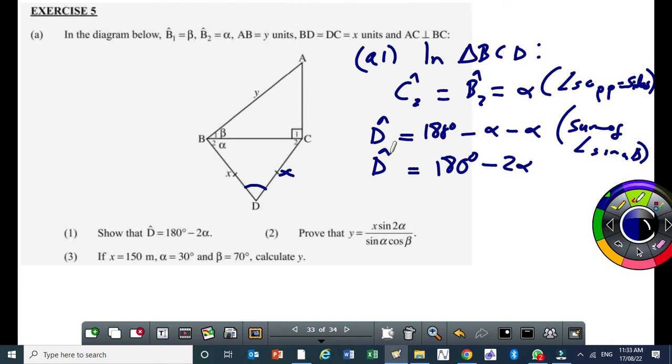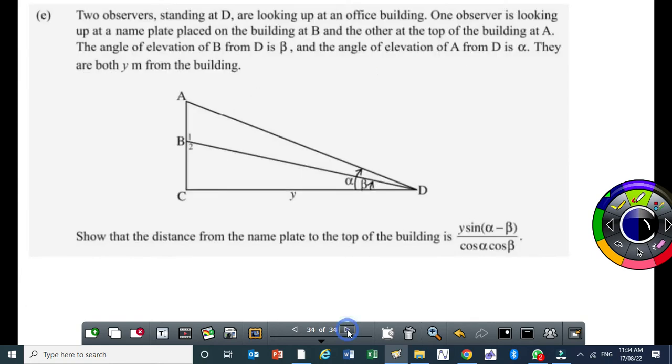Okay, then the second question now. You are supposed to prove that y is equal to x sine 2 alpha divided by sine alpha cos beta. Okay? Now, if you look at it, triangle BCD is not a right angle triangle. Usually, since we have got a right angle triangle ABC, it means we need to connect that triangle with triangle BCD, such that we know the length of BC in terms of triangle ABC, also in terms of triangle BCD. So that requires a bit of some thinking. But it's not complicated.